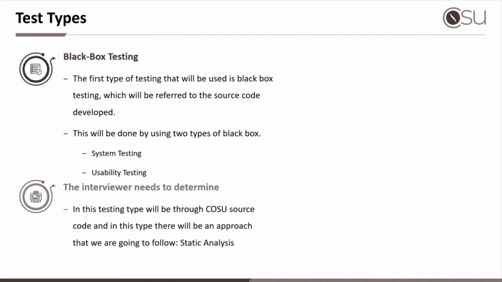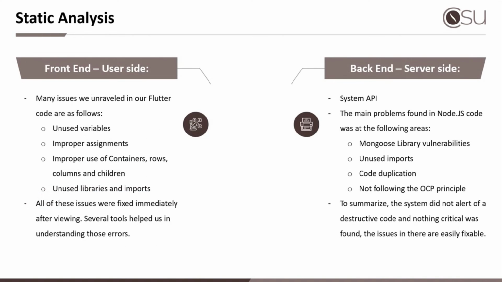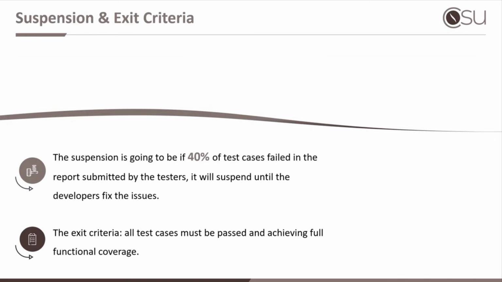After determining which features to test and which not to test, we decided that we'll mainly be going with black box testing, focusing on system testing and usability testing. We also ran a static analysis that was divided between the user side, the front end, and the server side, the back end. Finally, our suspension criteria was if 40% of the test cases failed, we were suspended until the developers fixed the issues, and our exit criteria was for all the test cases to pass.